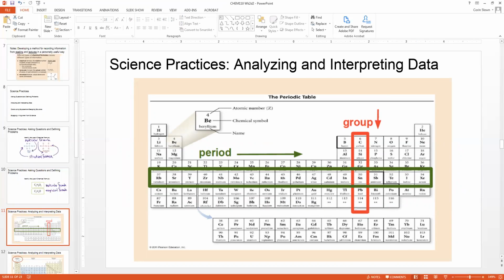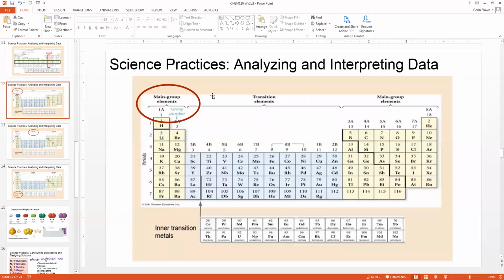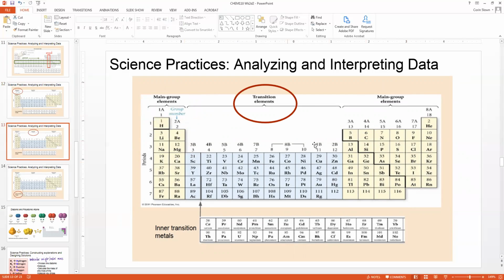When we thought about analyzing and interpreting data, the example that we used from class was taking a look at our periodic table. It's really important that you're able to recognize the difference between a period, which is the row, and the group, which is the column. We're going to use that information as we study main group elements like the metals. These are the first 2 groups, as well as the nonmetals. We're going to also take a look at some of the transition elements.